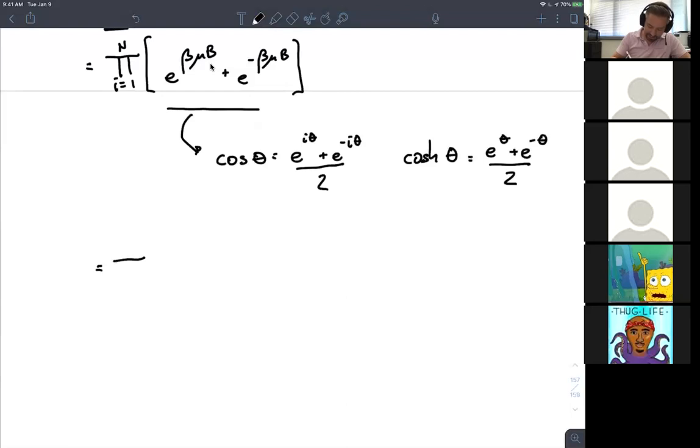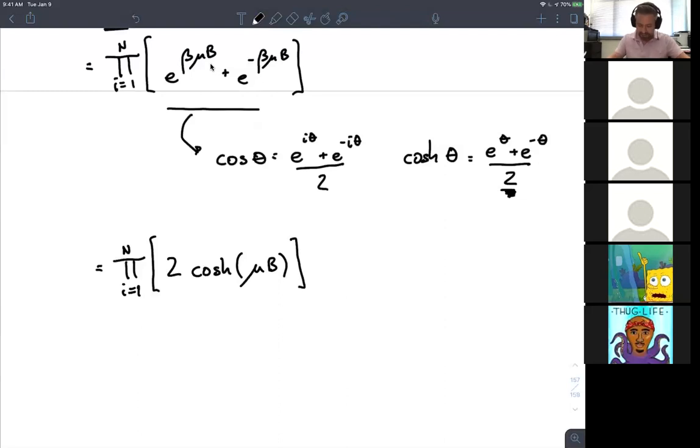Okay, so we can write this as the product from 1 to n of hyperbolic cosine of mu b, like so. And you'll notice in the definition of hyperbolic cosine, we've got this extra factor of a half, which we don't have in our partition function. To take care of that, we have to multiply by 2, like so. And there it is. Now this thing doesn't have any i's in it, right? It's just 2 cosh mu b, and then we have a product of n terms of that.